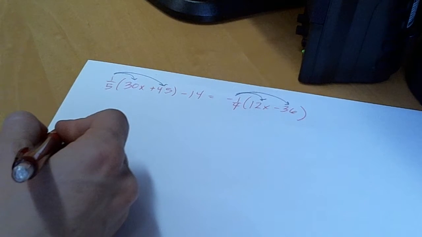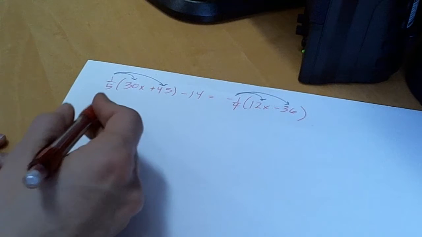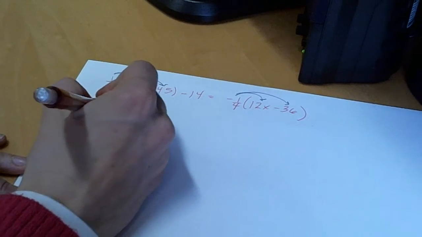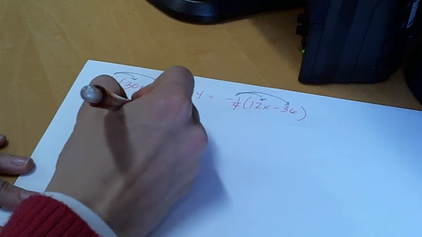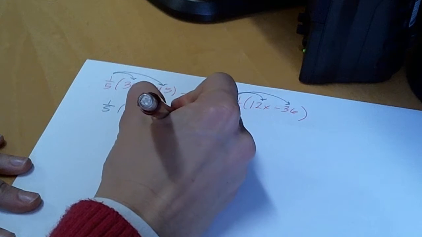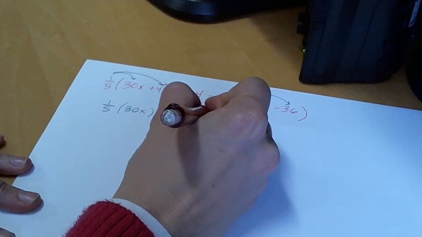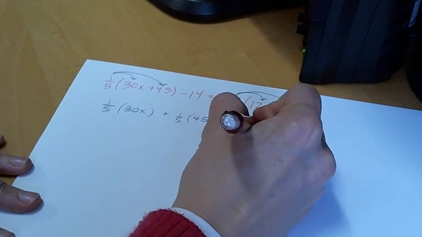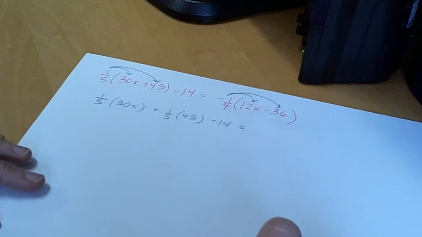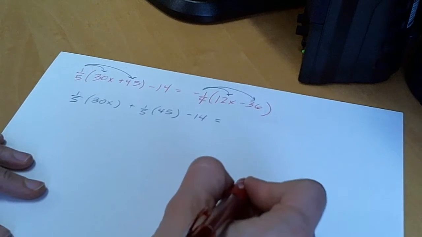And I'm going to go ahead, even though they do reduce and we could skip a couple steps here, and show the work here. So I've got 1/5 times 30x plus 1/5 times 45 minus 14. Continue to the other side of the equation and take the negative 1/4 and distribute it as well.